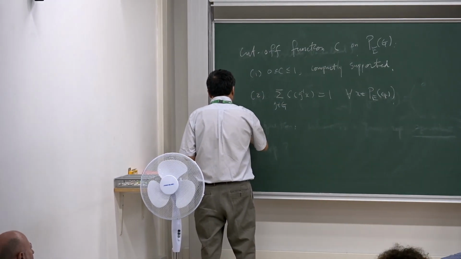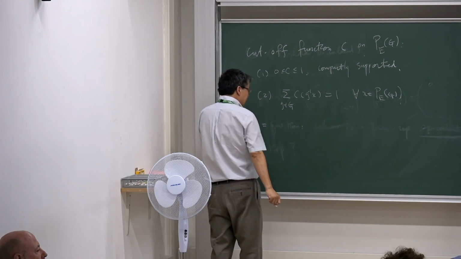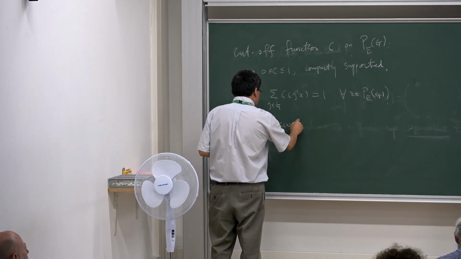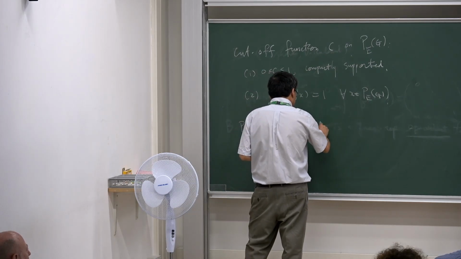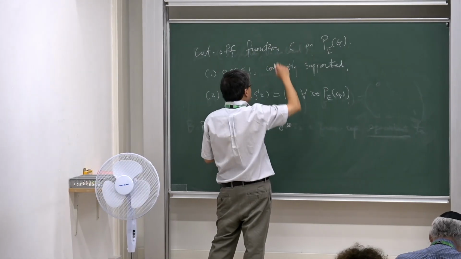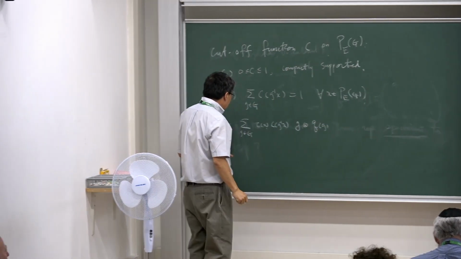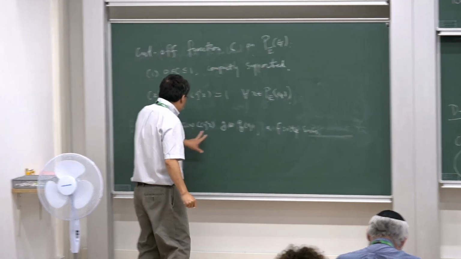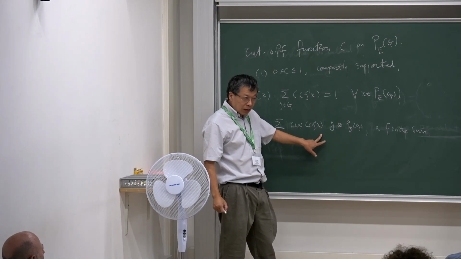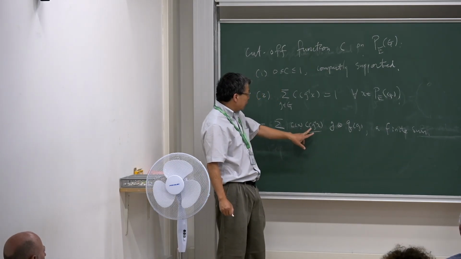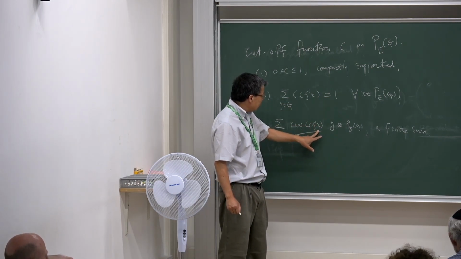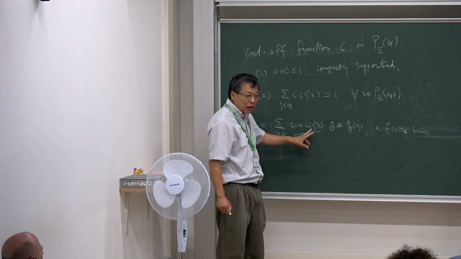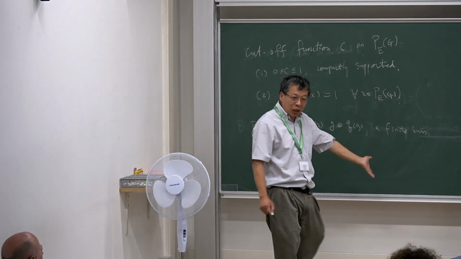Now, for this projection P, we can literally write down a very clean formula. It involves the cutoff function C, X, and the group element G, that's the thing in the cross product, and then the quasi-representation. Now this is a finite sum, because there are only finitely many G for which this product is non-zero. When you move G very far away, G inverse X would not intersect the support of C, so then it's 0. So this is a finite sum.